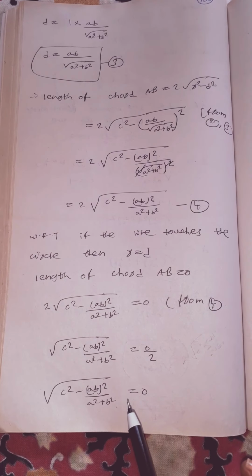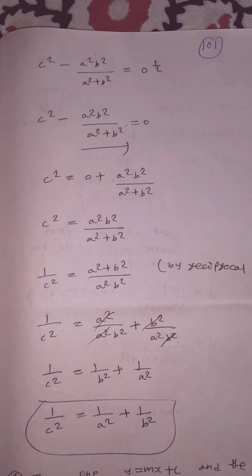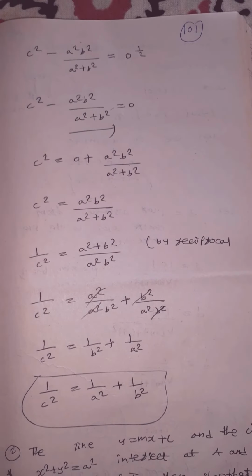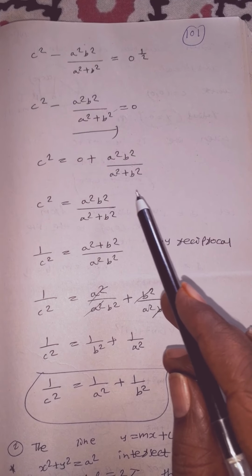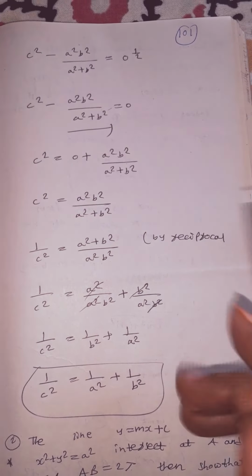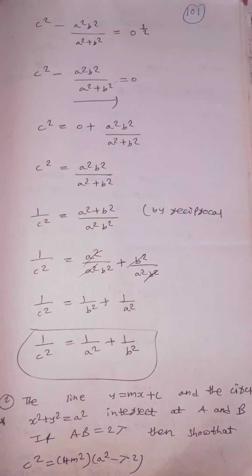To remove the square, send the root to that side, it will become 0 power 1 by 2. So 0 power 1 by 2 is nothing but 0. Send this negative value to that side, it will become positive. So 0 plus a square b square by a square plus b square is a square b square by a square plus b square. So take the reciprocal: 1 by c square equal to a square plus b square by a square b square. Reciprocal means you should write the reverse: the numerator will come to the denominator, the denominator will come to the numerator.